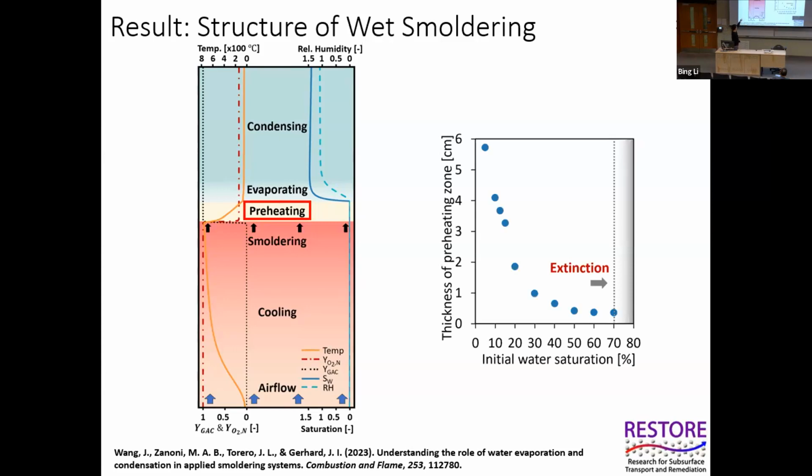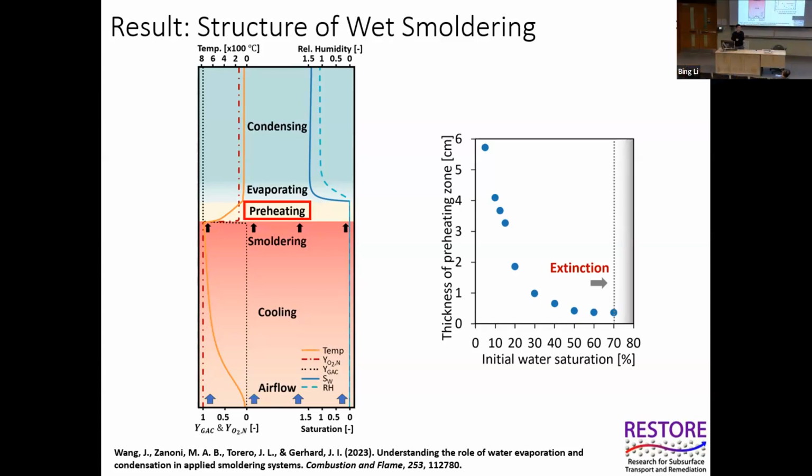Therefore, the thickness of this preheating zone is significant, which was found to decrease with the increase of the initial water saturation in the system. And it requires a minimum thickness to avoid smoldering extinction. That is 4 millimeters under 70% water saturation in our case.